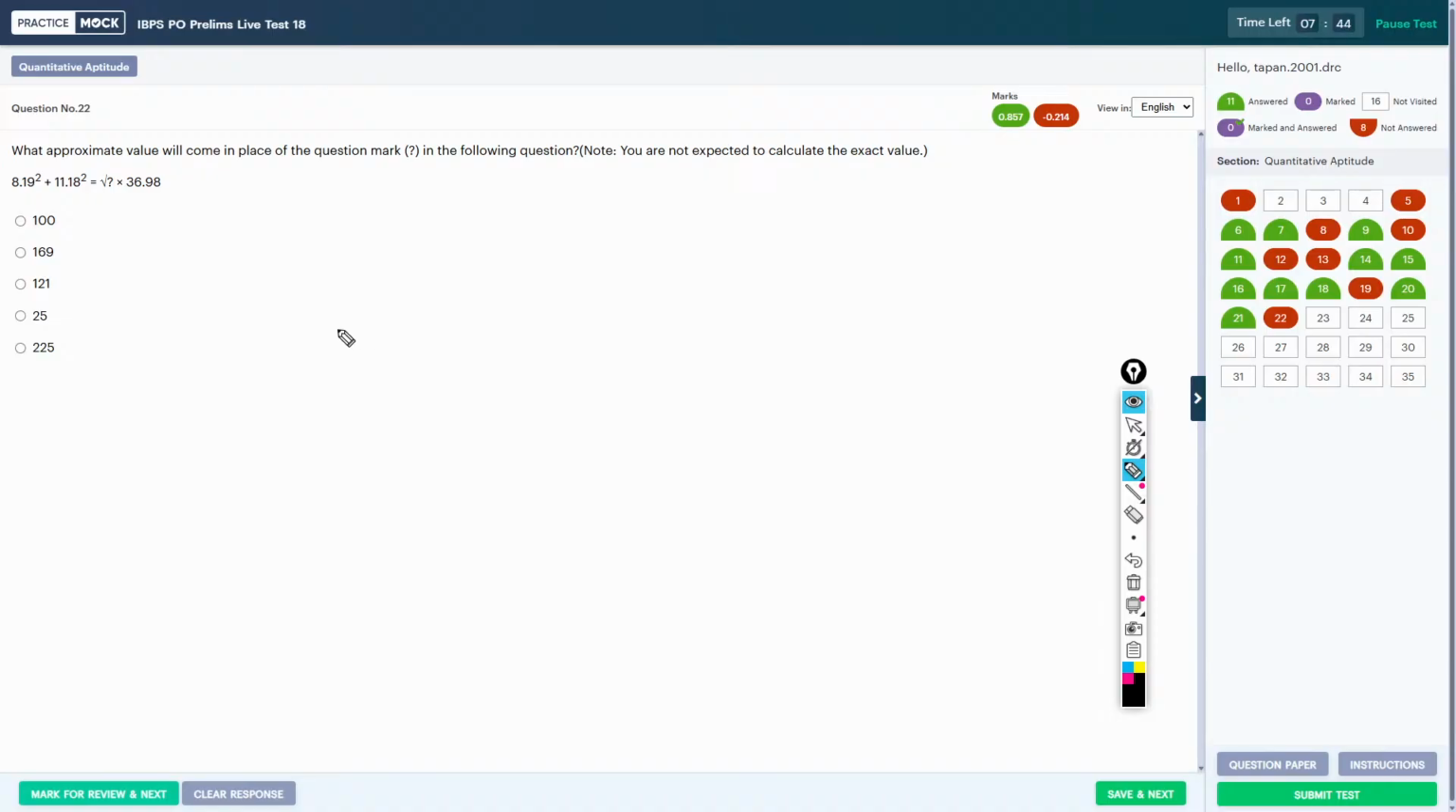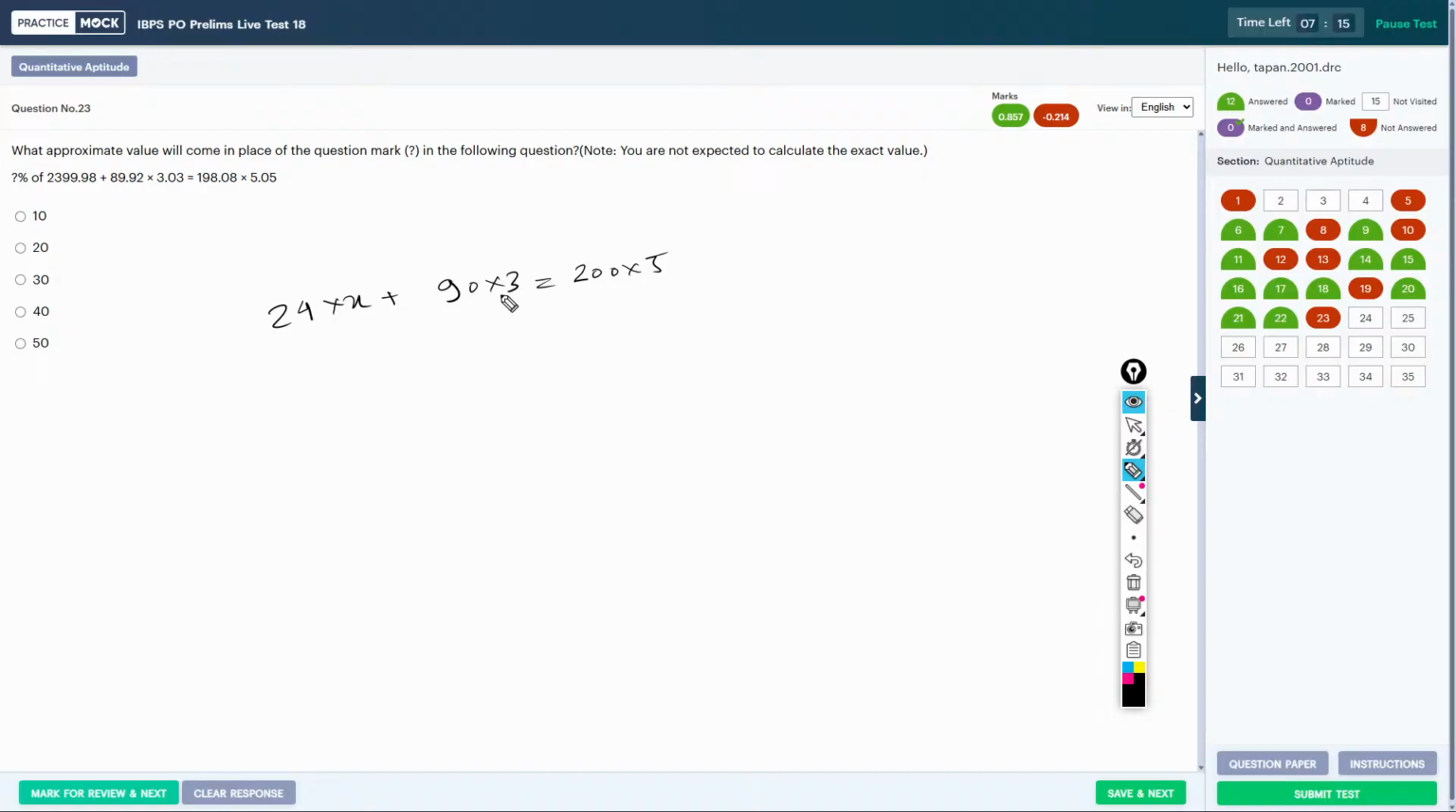8 cube plus 11 cube, 64 plus 121 by 37, 185 by 37. It's going to be 5, so 25. What percent of, so 24 into x plus 90 into 3 equals 200 into 5, right? So it's 270 and 1000. If we subtract it, 270, so 720, so 30 approx.